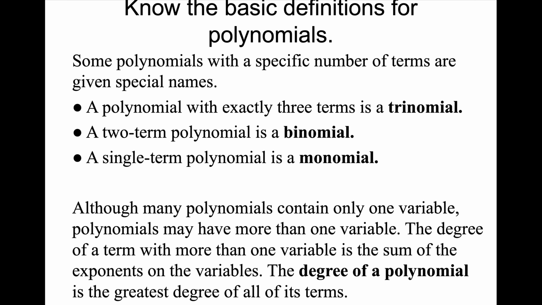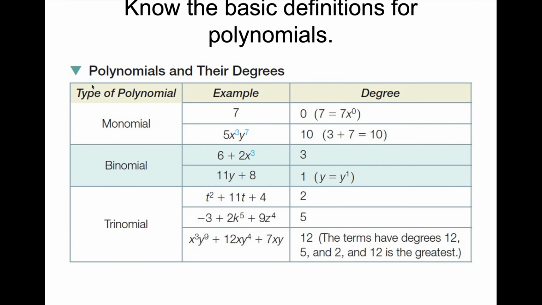Although many polynomials only have one variable, it's not a rule. They can have as many variables as needed. What we do is we add the degree of the highest terms to get the greatest degree overall. So let's look at what that looks like. Here, I have 5x cubed y to the 7th. I would have to add the degree of my x and add the degree of my y, so I have a total degree of 10.